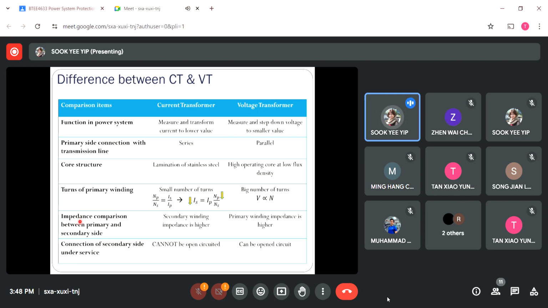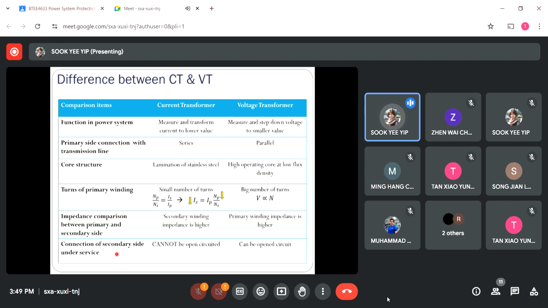And how about for the impedance comparisons between the primary side and secondary side? This is actually interlinked to each other. We know that the winding turns is configured with wire, right? The higher numbers of turns, which means that you are using a longer wire, will give you a higher impedance. So from here, we know that the secondary side will have much higher winding turns. So for current transformer, the secondary winding impedance will be much bigger as compared to the primary side. How about for voltage transformer? The primary side has the higher number of turns, so the primary winding impedance in this case is higher instead.